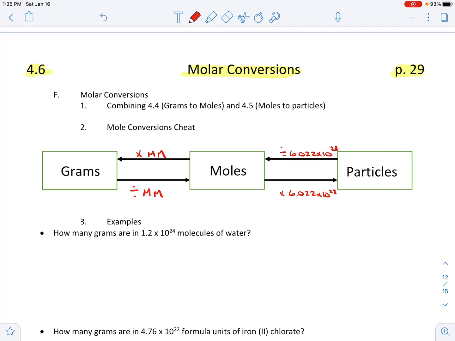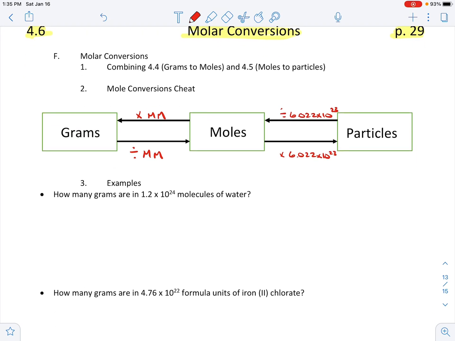Remember, we have our molar masses from way back when. The molar mass of water is still 18.02. We're going to use that. And then down here, the molar mass of iron 2 chlorate is 222.75. And I should have labeled both of these: grams per mole. Okay, awesome. So let's go ahead and see if we can't do this, starting right up.